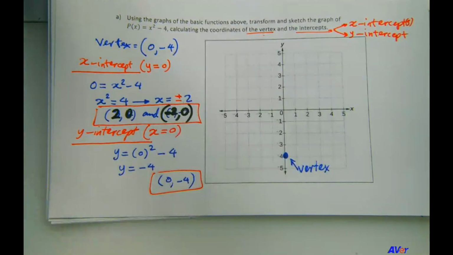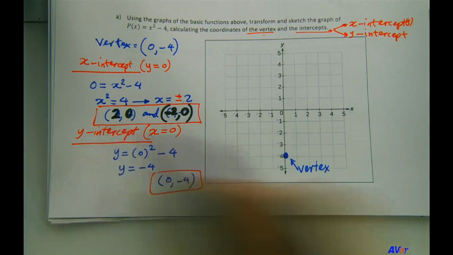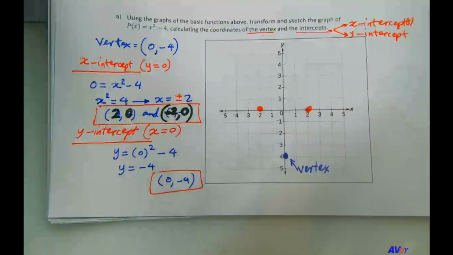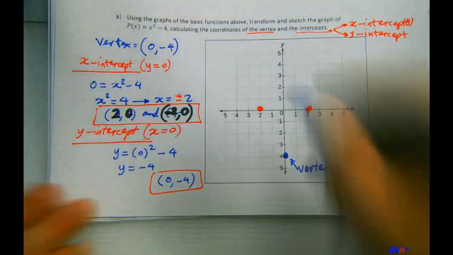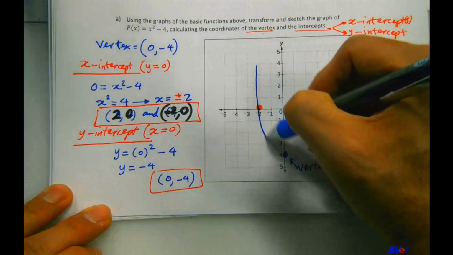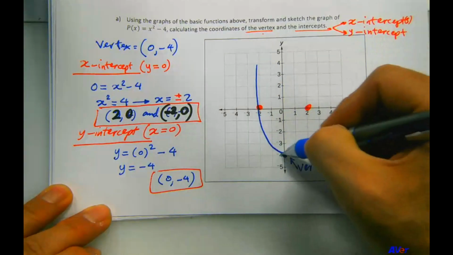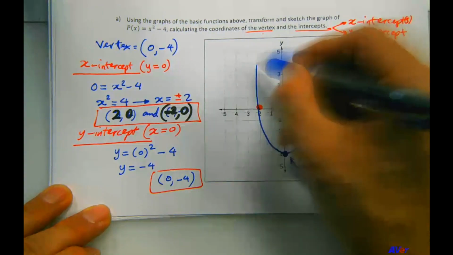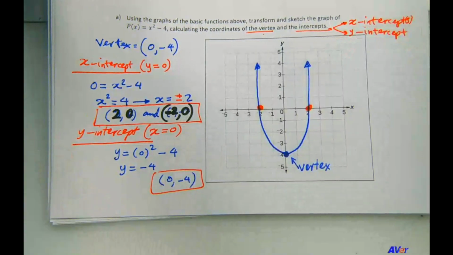Okay, so now we have all the components we need to draw an accurate rough graph of this quadratic function. So let's plot 2, comma, 0, which would be this point, and minus 2, comma, 0, which would be this point. And let's draw a graph of this. I'll try to draw this as smooth as I can, like that, and like that. Okay, so that's the graph of this function.